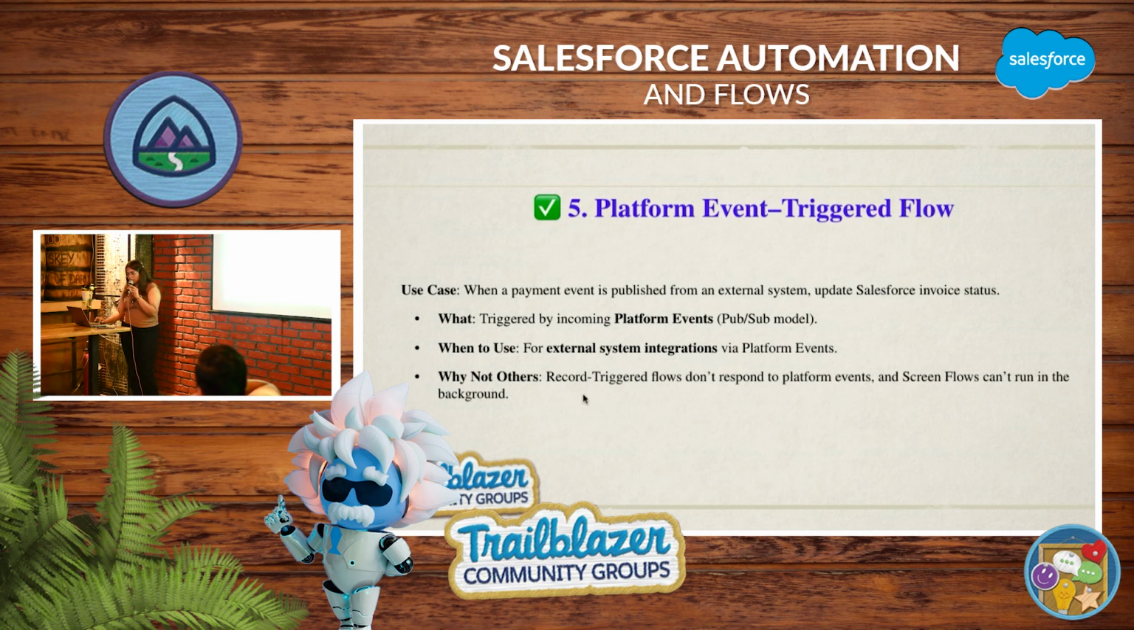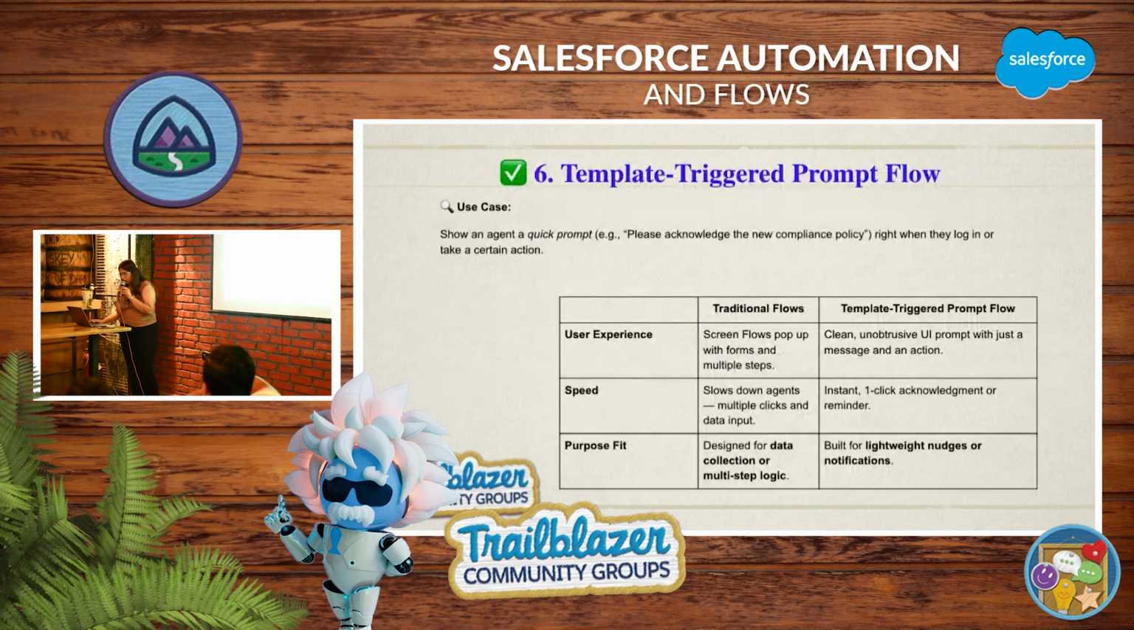So why can't we use record triggered flow? Because they don't respond to the platform events, right? So that's why we won't be going with the record triggered flow, and we'll be choosing the platform event triggered flow.